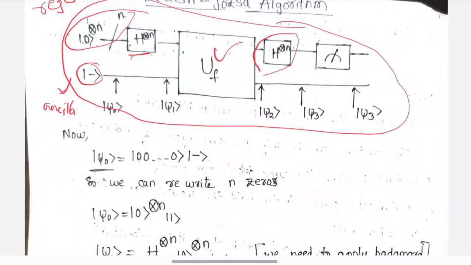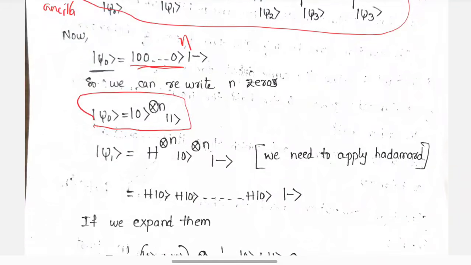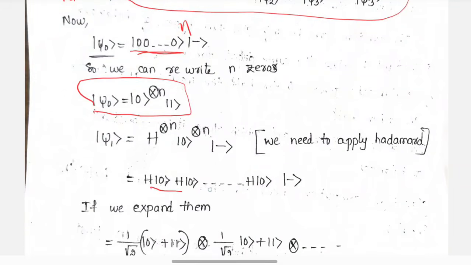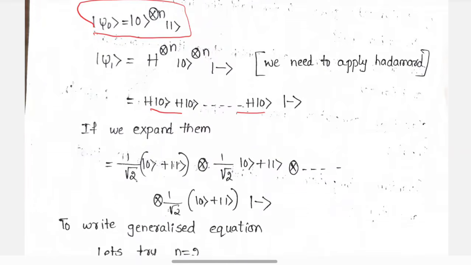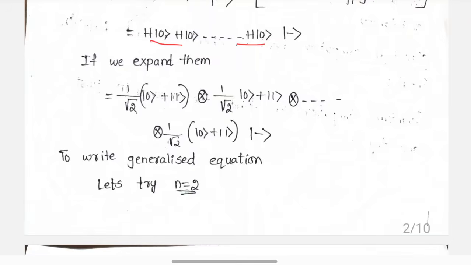At psi naught I am talking: the equation will be like this, ket 0 0 0 and so on up to n, with the tensor product with minus, which we won't take. Now what I am doing is the tensor product. If I do the tensor product of H ket 0, H ket 0, H ket 0, let us try with two terms.